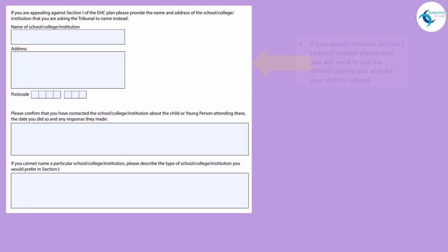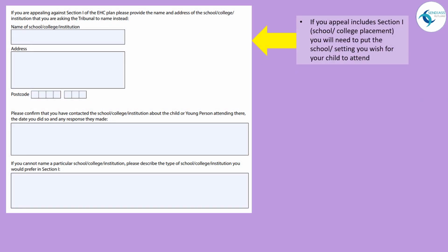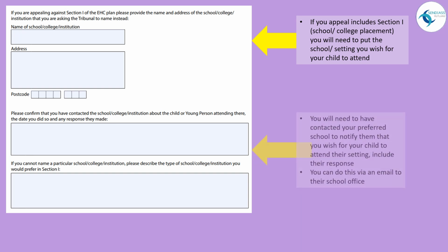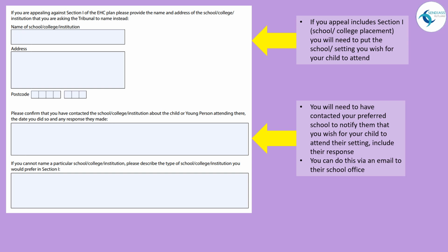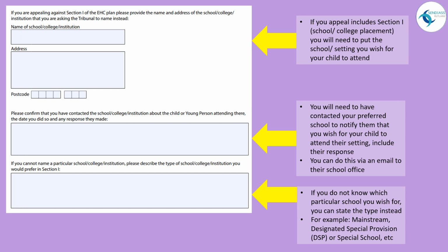If your appeal includes Section I, you can describe here which school is your parental preference for your child or young person to attend. You will need to have notified the school, possibly by email, that you wish to name that school within your child or young person's education, health and care plan, and record or copy their response. If you do not know the specific setting you would like them to attend, you can describe the type of setting that you wish for. For example, a mainstream school or a specialist provision.